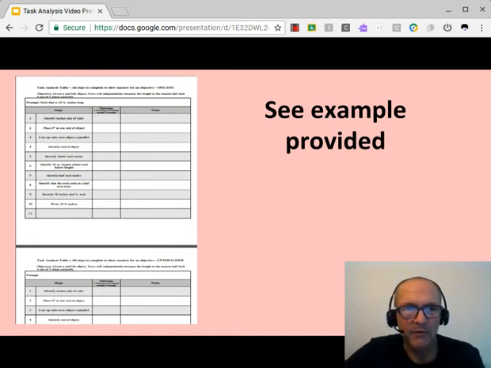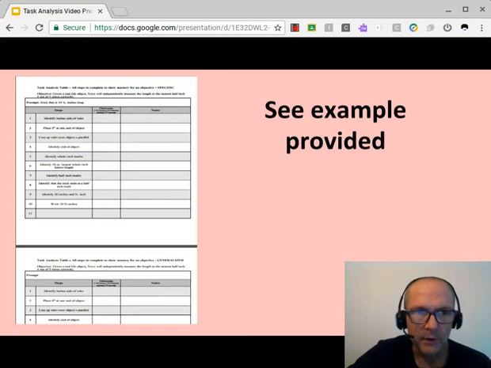And so you'll see that I have this information posted for you with the specific steps and then the general steps.